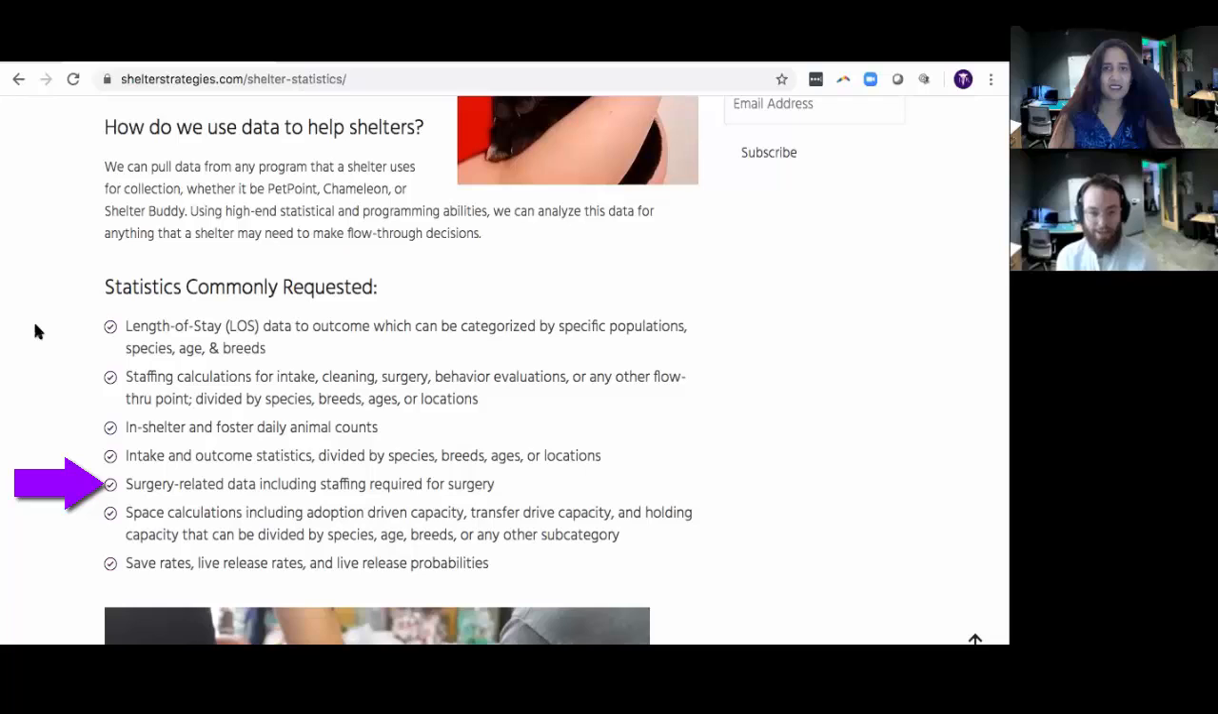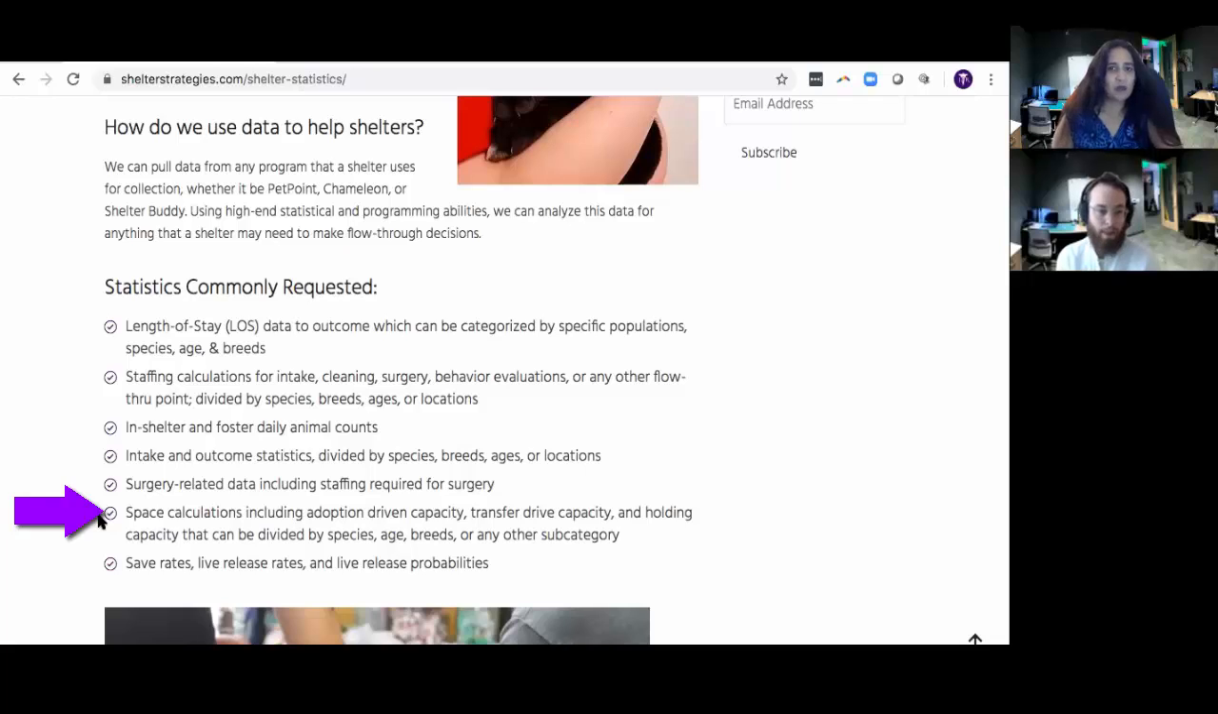Jumping past surgery-related data for staffing required for surgery, which we'll talk about later, we have space calculations, where you take into account the physical geometry of the organization, and then you can back calculate on the data that we're using for intake in our groupings of, let's say, adoption-driven capacity, transfer-driven capacity. Those are all taken from our flow-through groups that we mentioned up in length of stay calculations.